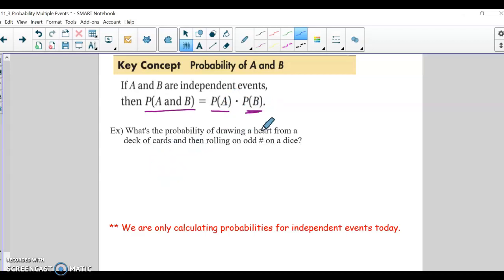So the probability of drawing a heart in this example would be 1/4, and the probability of getting an odd number on a die is 1/2, since half the numbers are odd. So your chance of getting a heart and an odd would just be 1 out of 8. And that's working along the lines of the fact that the events are independent. If they're dependent, then you have to adjust the probability on the second event to account for what happened on the first event.